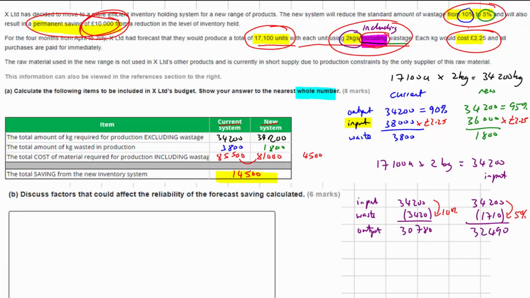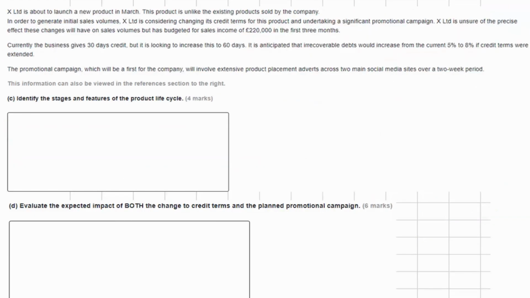And we're also told that at the moment our supply is in short supply because we only have one supplier. So it could be that we may not even be able to get all the kilograms that we need. So we won't make a full 14,500 savings if we can only make half of the product because we just don't have enough materials to make everything that we want to. So notice the technique here, that the numbers in the question helped us to discuss what factors may affect that final calculation. Right, let's move on to the next two parts of the task.